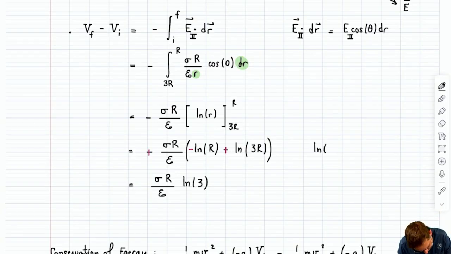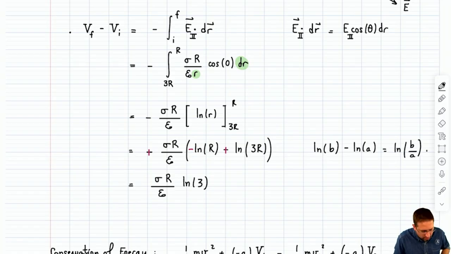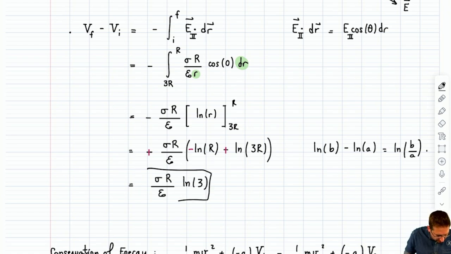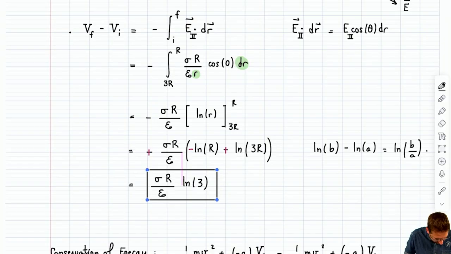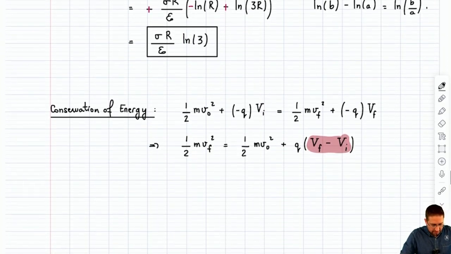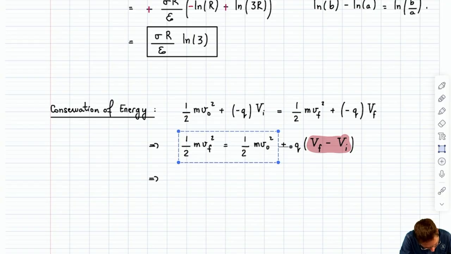Remember that natural log of b minus natural log of a is natural log of b over a. So that's v final minus v initial. And the only way I figured out what it is was because I first was able to figure out what the electric field is. So then I can take that and plug it into here, and let's just do this so that we don't go too fast.